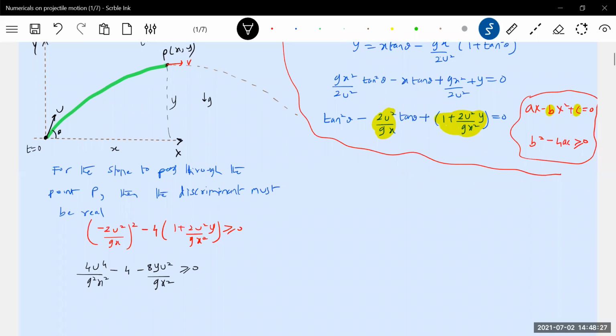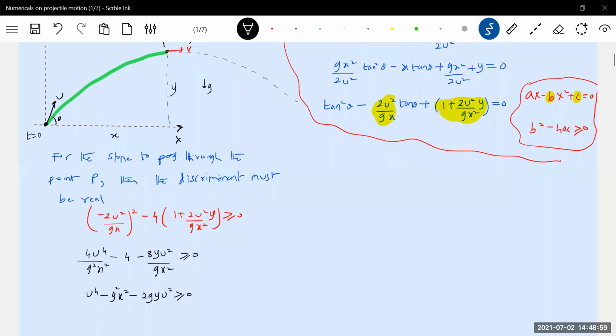Yeah, I think I can go for one more step. u to the power of 4 minus g square x square minus 2g y u square. I'm just simplifying directly because I don't have place here. Okay, that's the rewriting. Let me write one more step: u to the power of 4 minus 2gy u square minus g square x square.